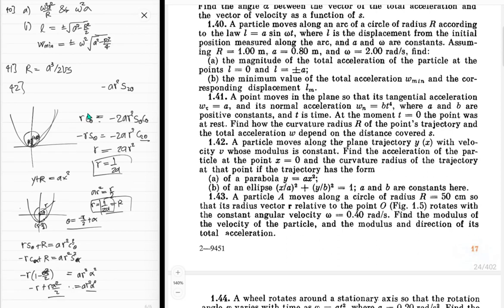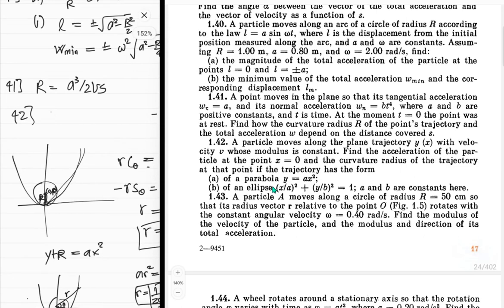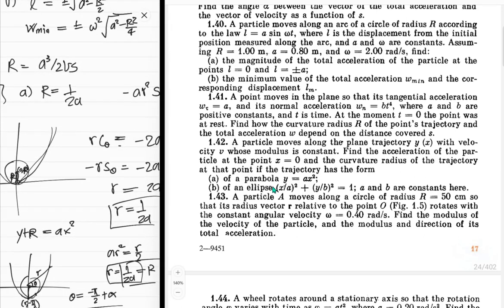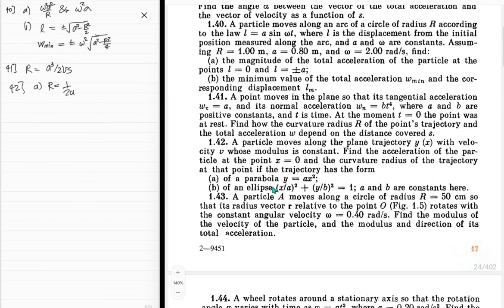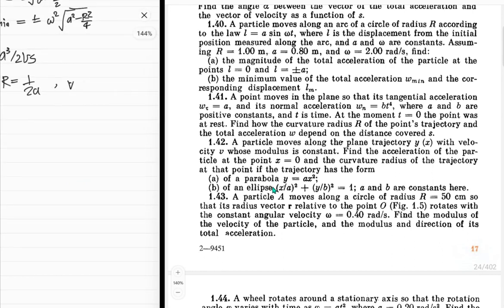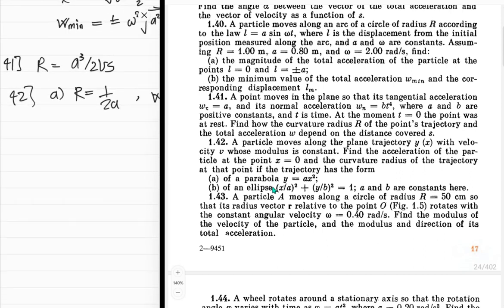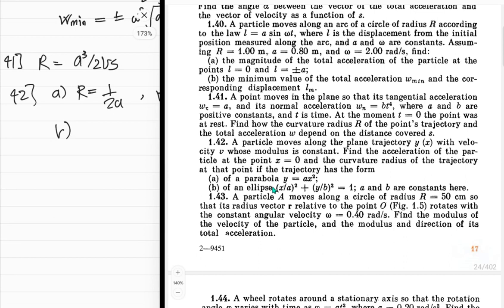So we can definitely find the curvature radius, right? For a, the curvature radius is 1 upon 2a, and from that you can easily figure out what the acceleration should be. It will be a piece of cake now. So your acceleration w will be v squared upon r, which is 2av squared. Perfect. Now let's go to b.